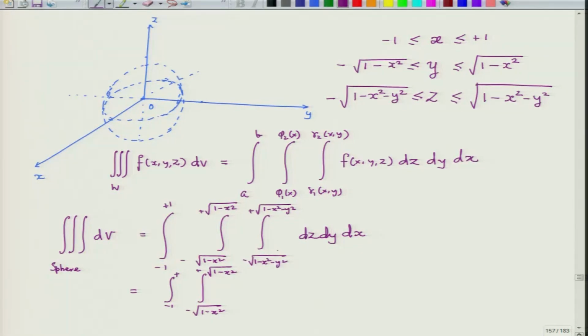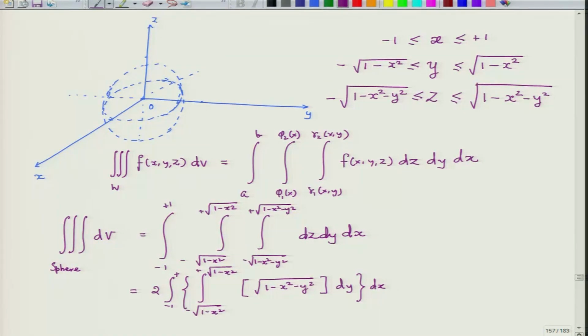And then if I integrate this out, what will I get? I will just get a z with these limits. So, that will turn out to be 2, 2 will come out, 2 times root over 1 minus x square minus y square. So, it now becomes a function of x and y, z goes away, dy, and this has to be integrated out and then dx. So, how do I integrate this part?